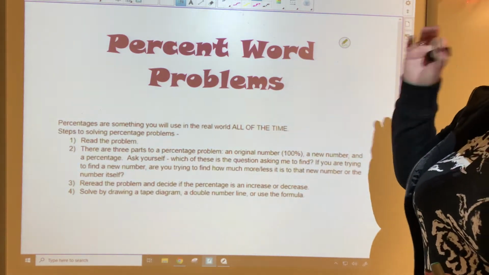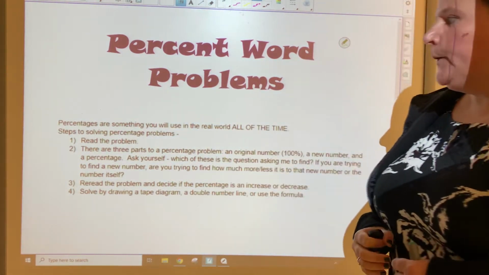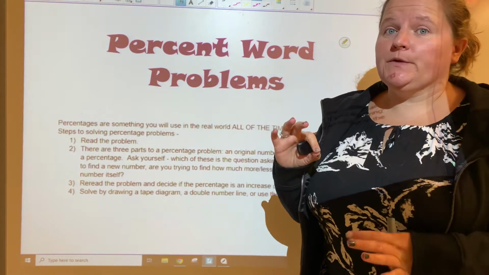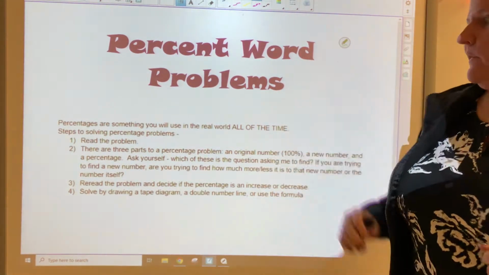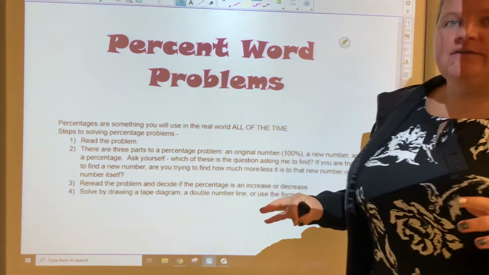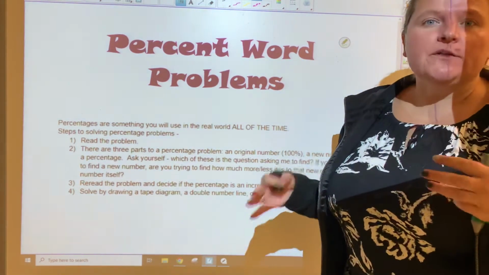All right, we're gonna look at the percent word problems. So percents are something you're gonna use for the rest of your life, okay? It's a very real world thing, okay? So we're gonna practice finding three different types of percent problems.